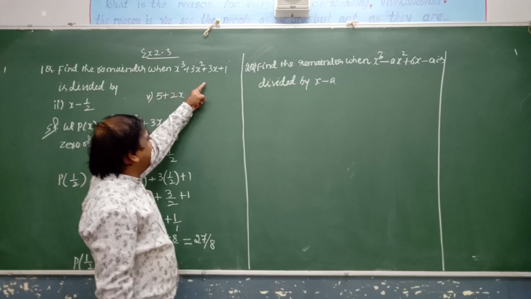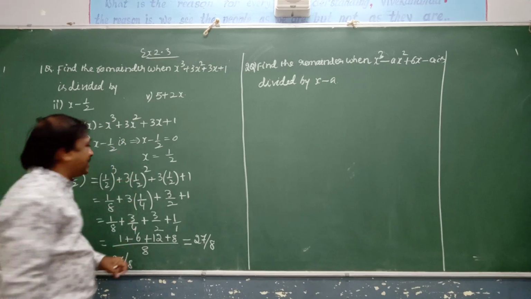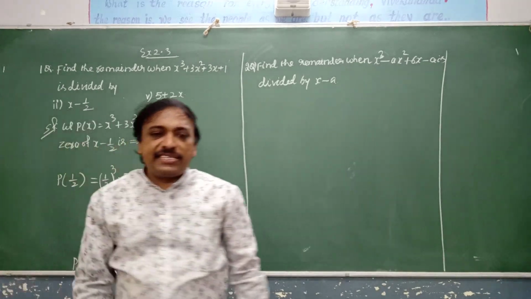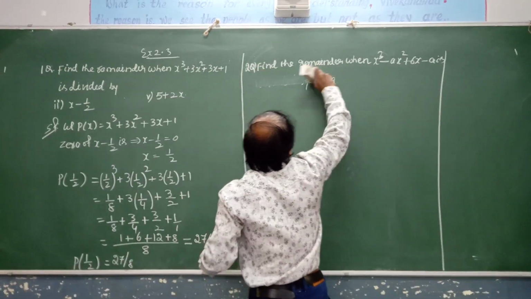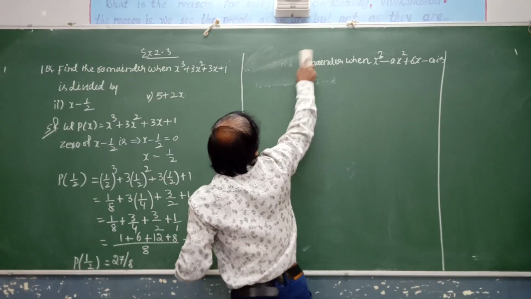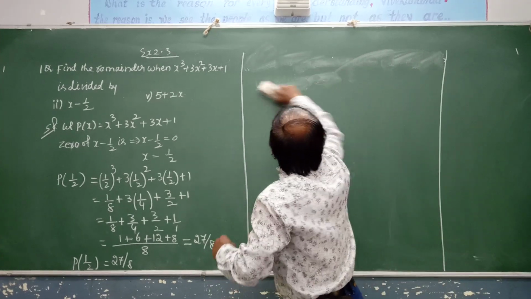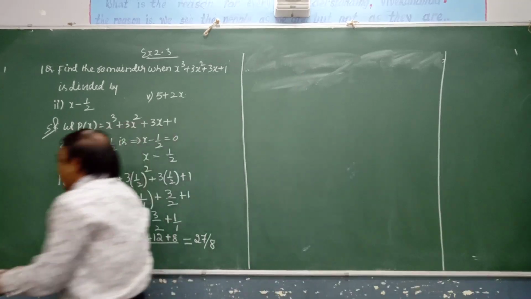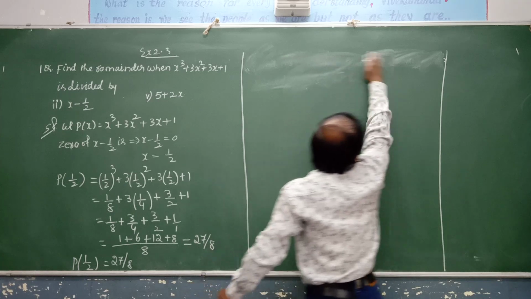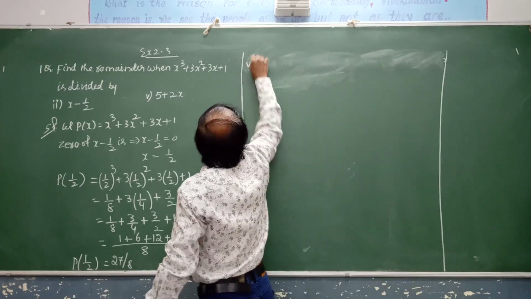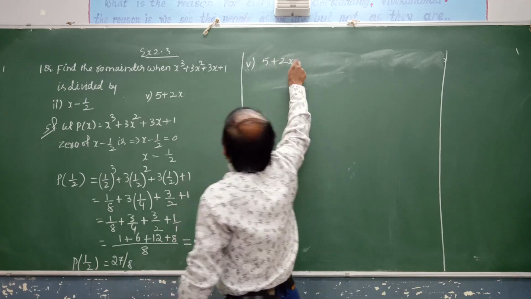This is x cube plus 3x square plus x plus 1 divided by 5 plus 2x. With 5 plus 2x, I will just erase this part. Observe it again. Now look at the second bit here. What is the second bit actually? 5 plus 2x. This is the second bit.